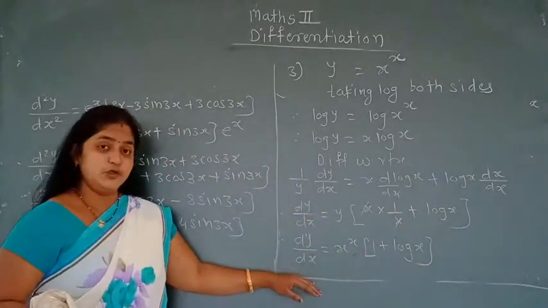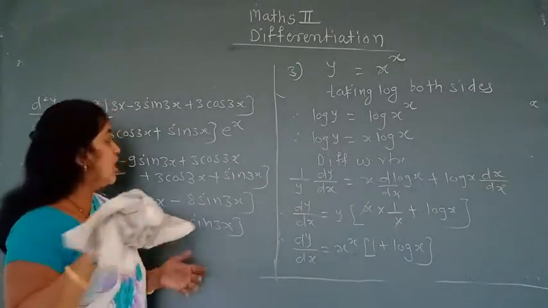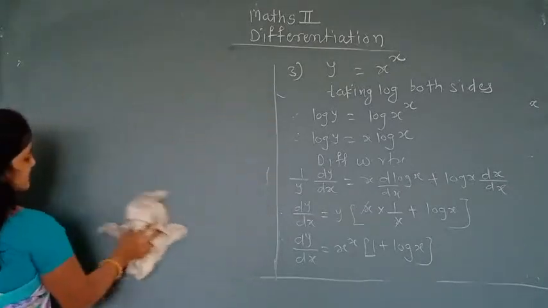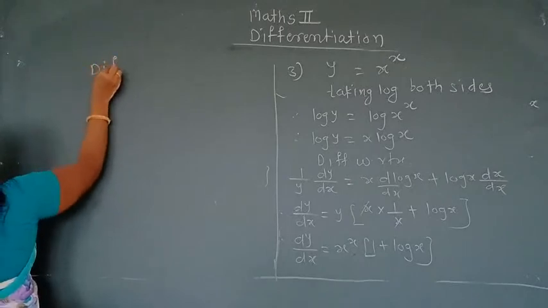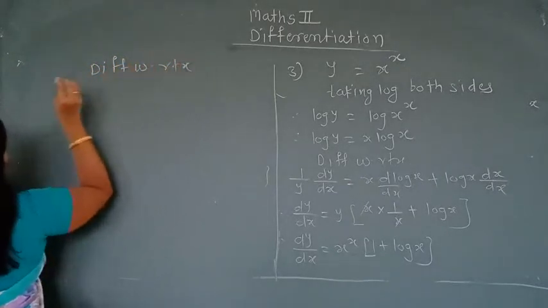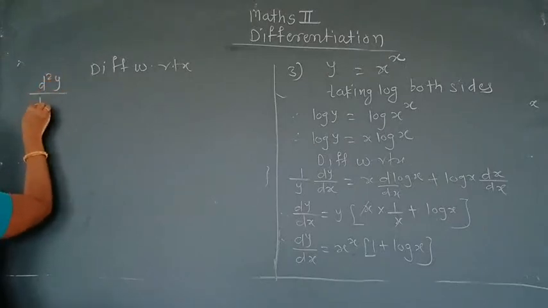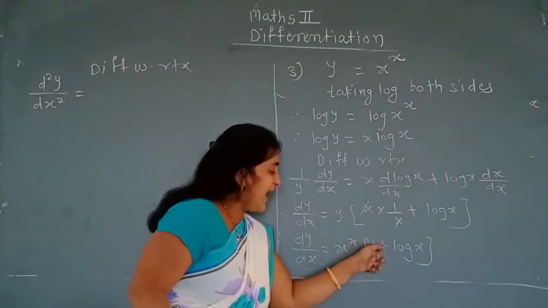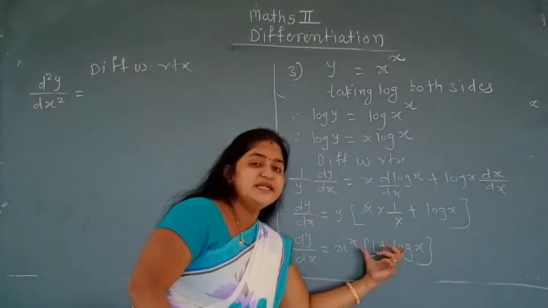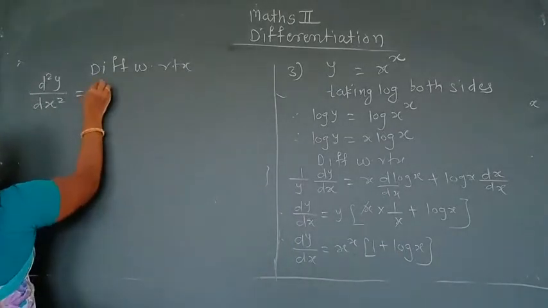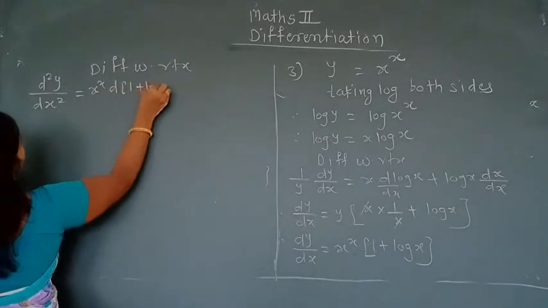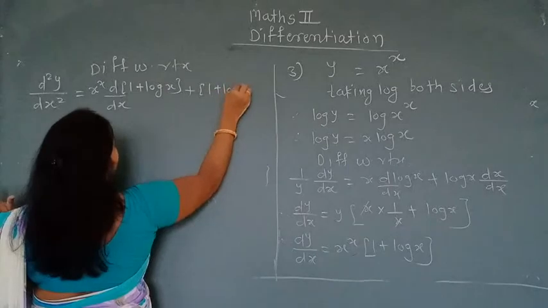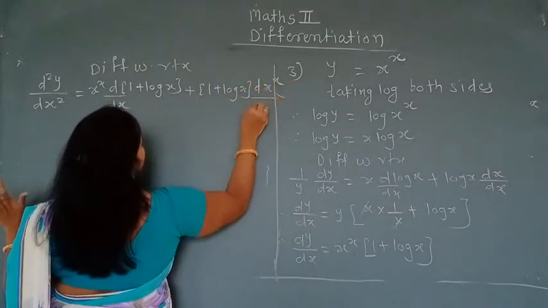But this is my first order derivative. I want the second order derivative. So again differentiate with respect to x. So the double derivative of y with respect to x square is equal to, we can apply here x raised to x multiply 1 plus log of x, the u multiply v rule. So x raised to x as it is, derivative of 1 plus log of x with respect to x, plus 1 plus log of x as it is, derivative of x raised to x with respect to x.